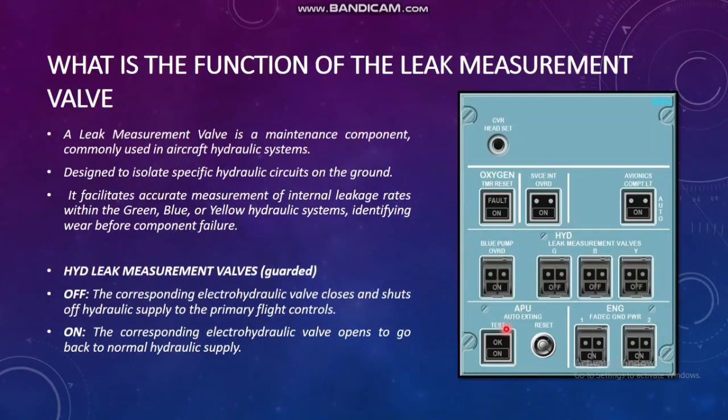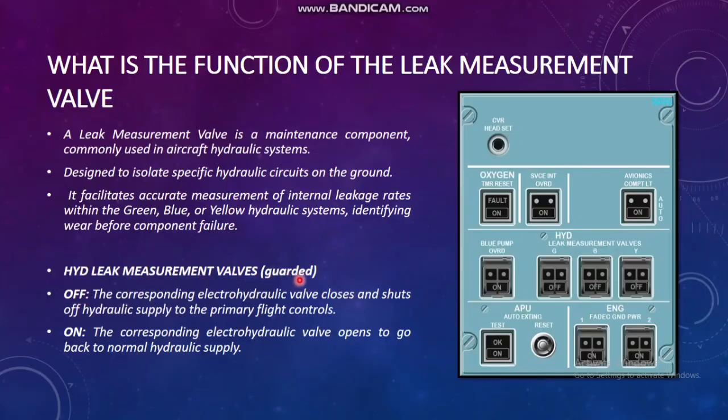What is the function of the leak measurement valve? We'll see there is a leak measurement valve. Three push buttons are there, green, blue, yellow, on the overhead panel, top of the side. A leak measurement valve is a maintenance component commonly used in the aircraft hydraulic system, designed to isolate a specific hydraulic circuit on the ground. It facilitates accurate measurement of the internal leak rate within the green, blue, yellow hydraulic system, identifying wear before the component failure.